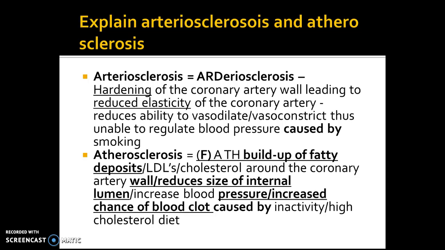So atherosclerosis equals fatherosclerosis. Take the first 3 letters of fatherosclerosis, you get fat. There is a build-up of fatty deposits around the coronary artery. Well, you only need 1, fatty deposits is fine. This reduces the size of the internal lumen, the space inside the artery which the blood has to travel through. As a result of this, you will get an increase in blood pressure. You'll also have an increased chance of a blood clot, which is obviously what would lead to a myocardial infarction or a heart attack. This is caused particularly by a high cholesterol diet, which means the cholesterol will stick to the wall as fatty deposits. Okay, moving on.